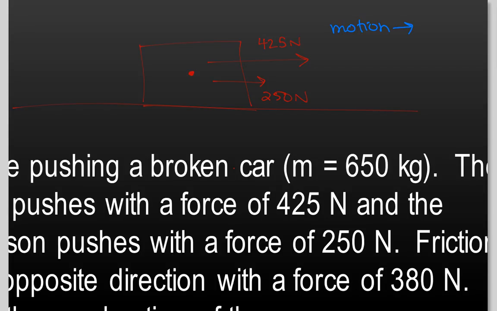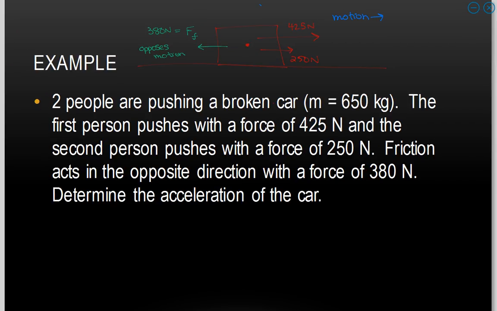Now, what opposes motion? Friction. So friction will always point in the opposite direction of the motion. And in this case, it has an amount of 380. And I'll just put here, opposes motion. The force of friction. It opposes the motion. So just think of this as like a fight. On the right side, that would be 675. And on the left side, you have 380. So who wins that fight? And by how much?